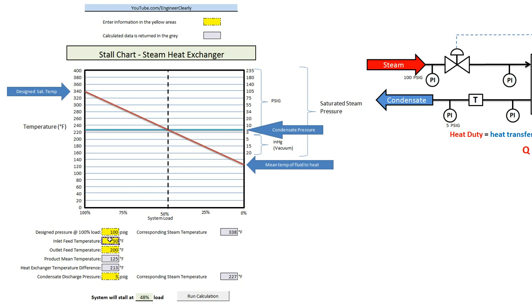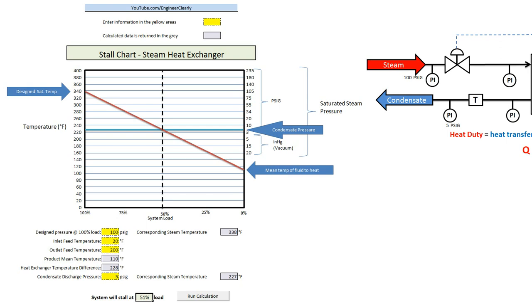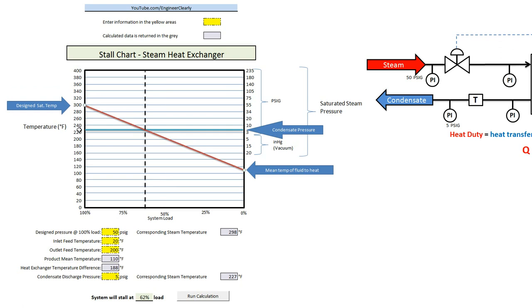Now let's say, instead of our flow rate changing, our inlet feed temperature changes instead. Let's say we have product coming in at 20 degrees Fahrenheit. Now, if we run the calculations, we get stall at 51%. Or let's say we have a heat exchanger that's designed for a 100% load at 50 PSIG. So again, at 100% load, our system is designed to have 300 degree Fahrenheit steam. So we then get stall at 62% load. And again, the load is dependent upon what your product temperature coming in is and the flow rate of your product.